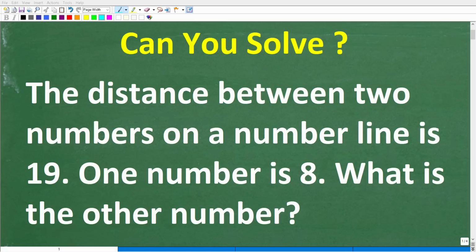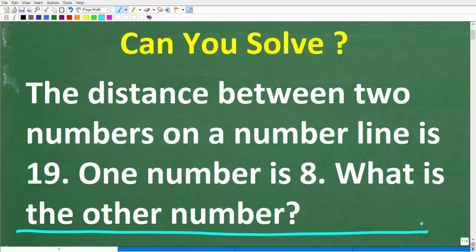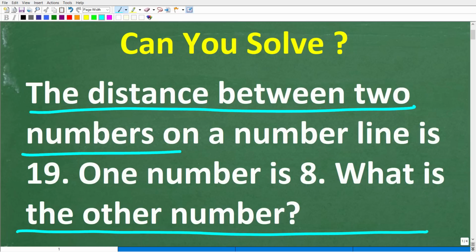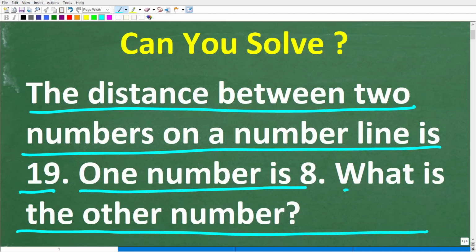Okay, so you might be surprised to find out that your answer to what appears to be a pretty simple math question here is not going to be correct. So be careful with this question, but let's take a look at the problem. It is the following. The distance between two numbers on a number line is 19. One number is 8. What is the other number?